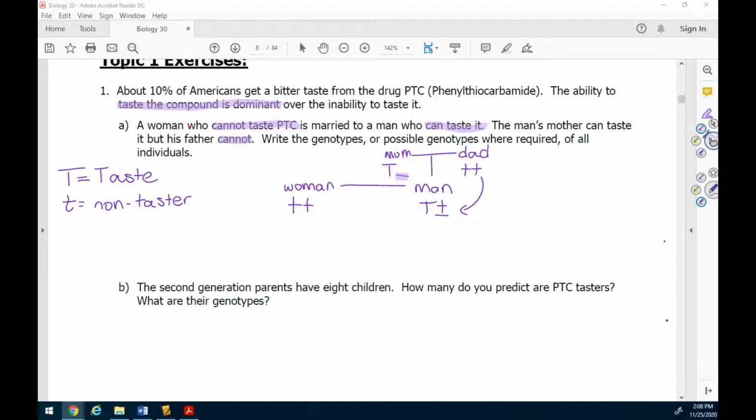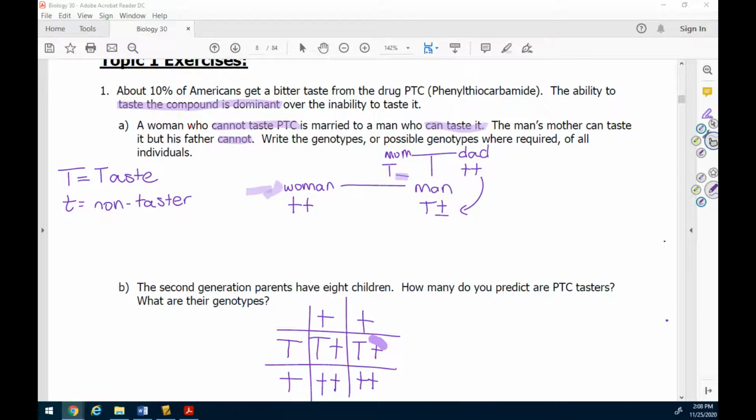Part B, the second generation parents, that's these people here, have 8 children. How many do you predict are PTC tasters? So when they ask you to predict, then you're going to write their genotypes in a Punnett square and solve the Punnett square. Okay, so we're going to have big T, little t there, another big T, little t, 2 little t's, and 2 little t's. And we were asked for how many are PTC tasters. So tasters, remember, have the capital T in their genotype. So it's half of them.